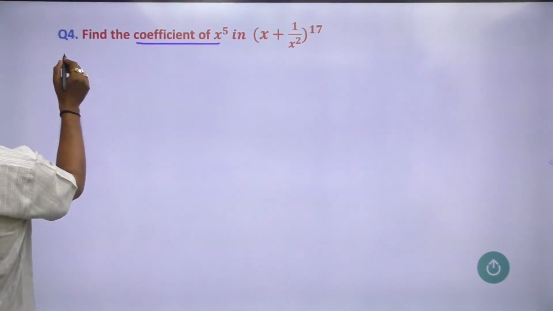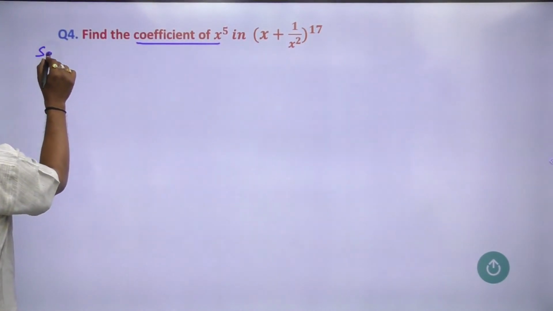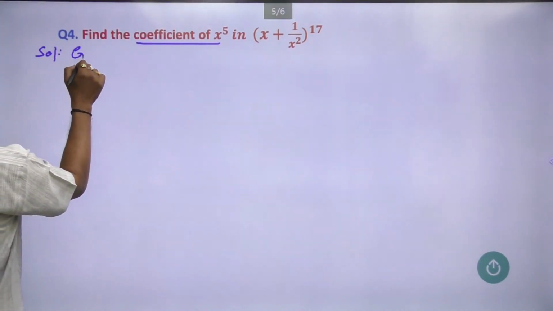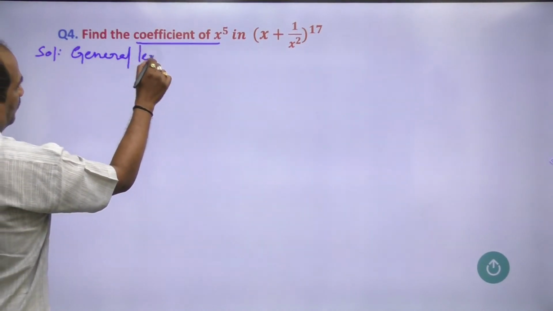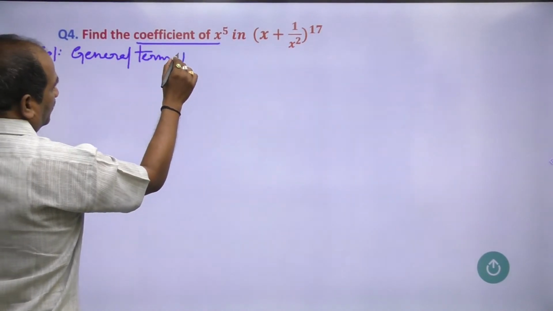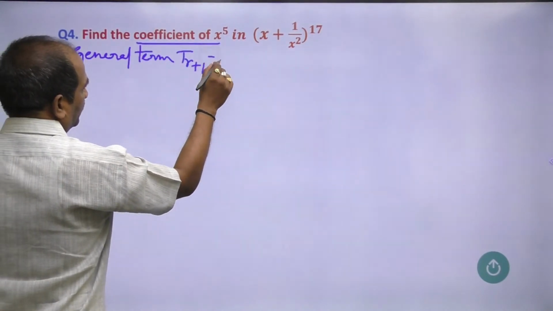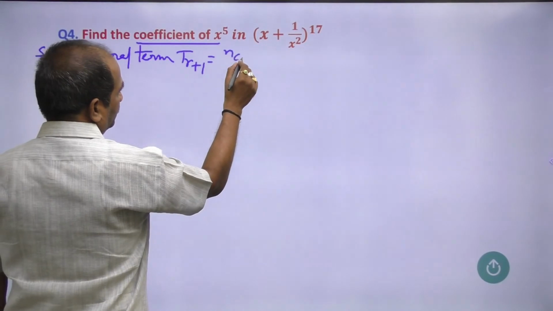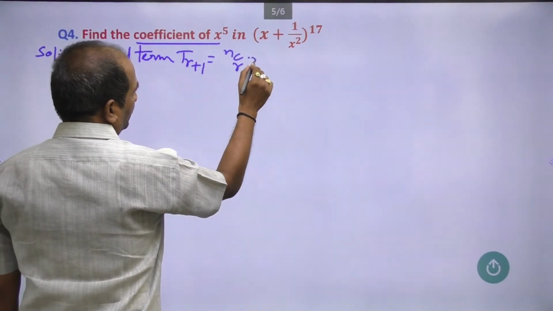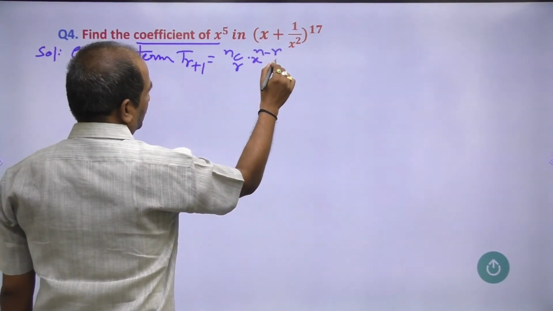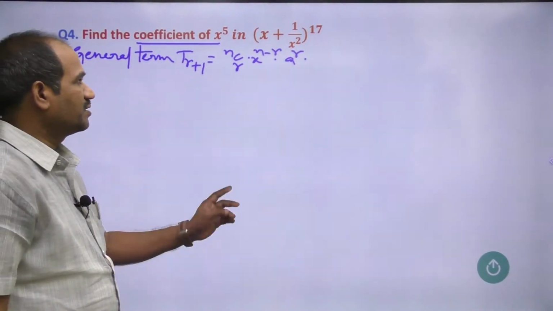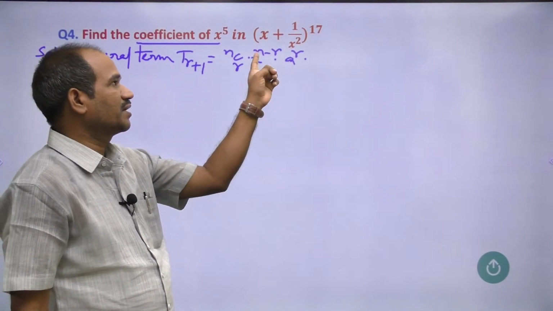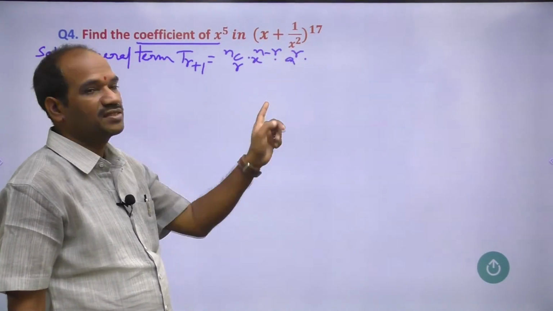First, write the general term. In this solution, the general term T(r+1) is equal to nCr into x power n minus r into a power r. This is the general term. Replace these values: n value is 17, x value is x, a value is 1 by x square.